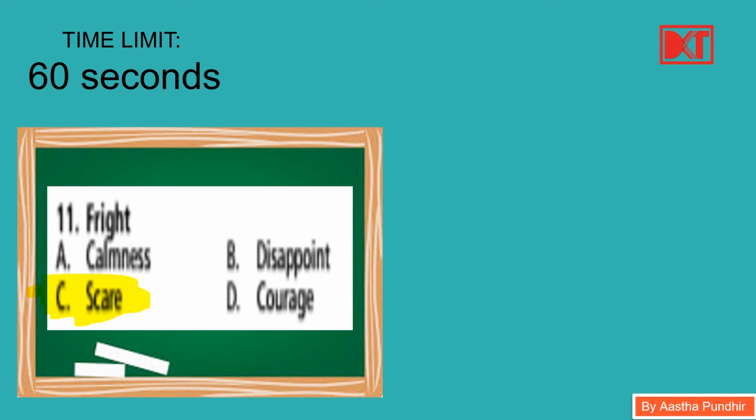Other words like calmness, calmness matlab peaceful and aram se rest ekdam bina tension ke, right? Disappoint means being upset with something. Courage means strength. All right.